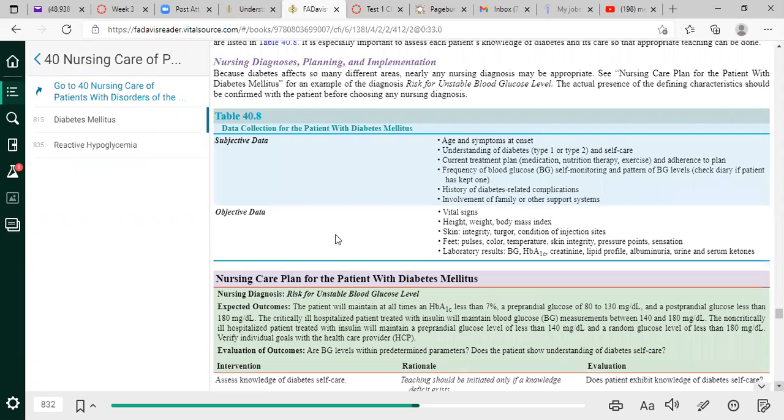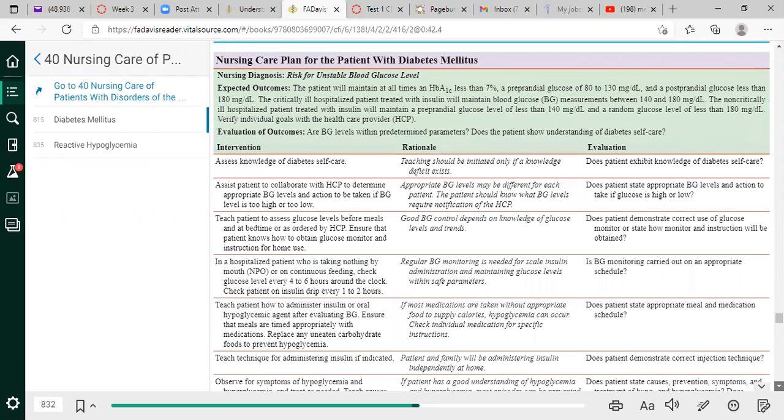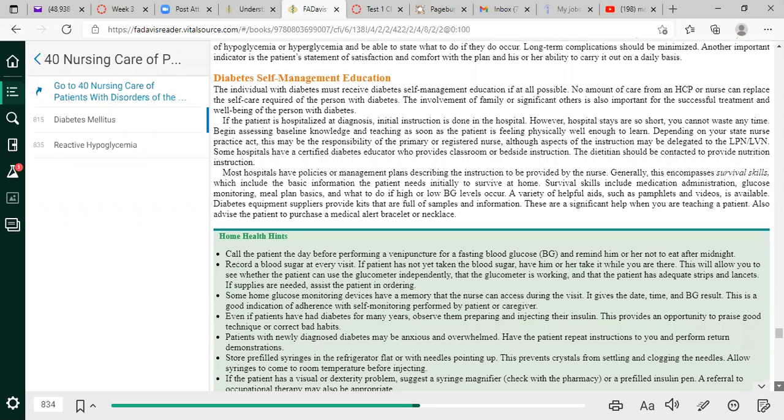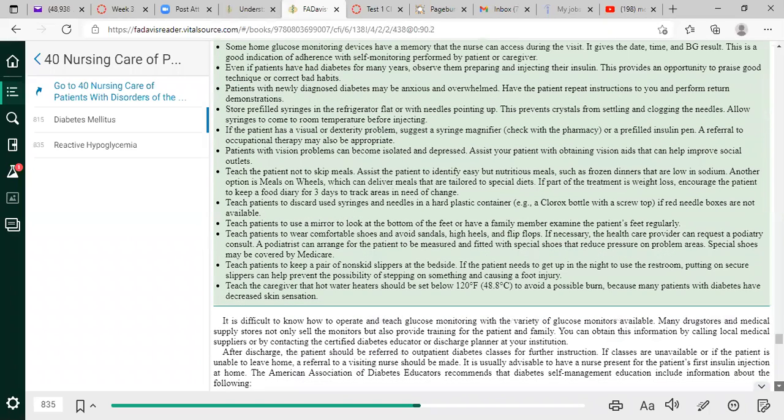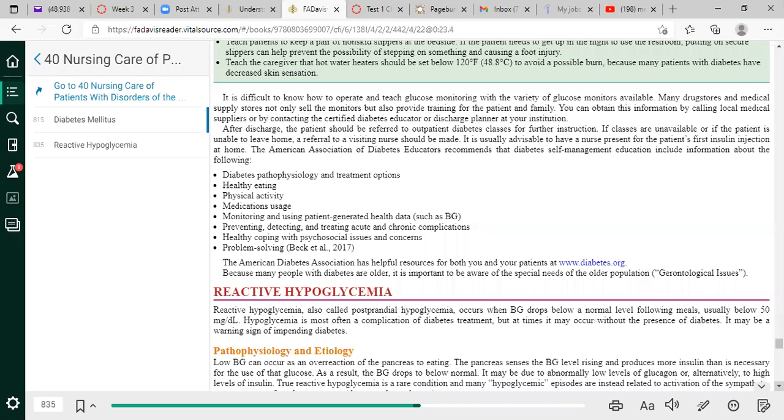What's the difference between subjective data and objective data? Subjective is what the patient says, and objective is what you observe, more so factual.